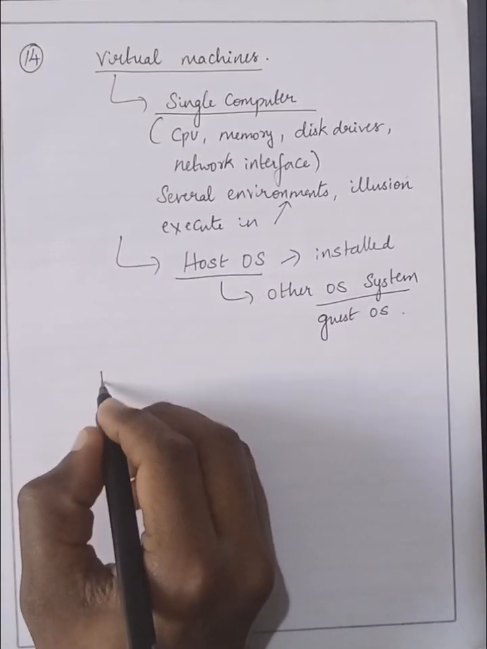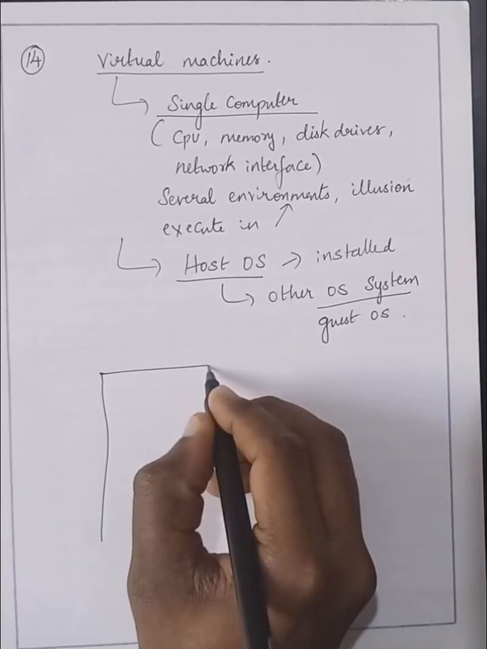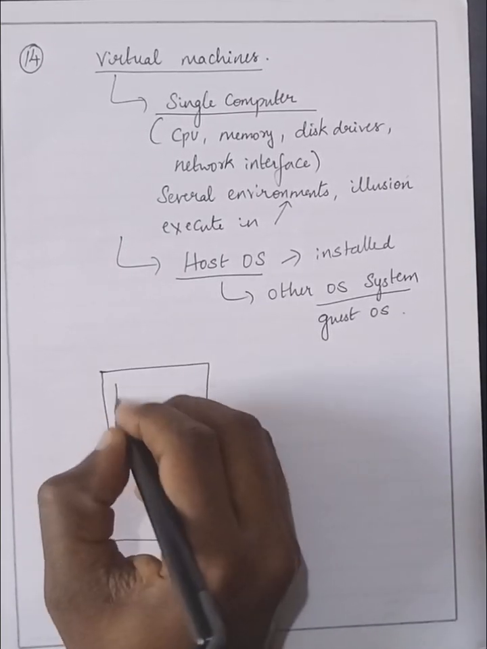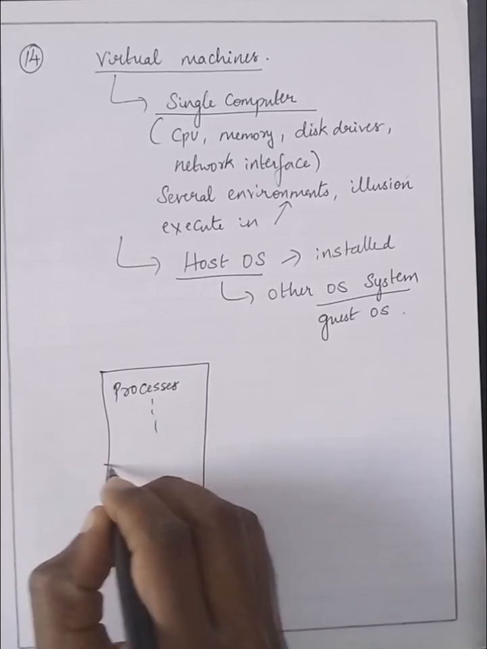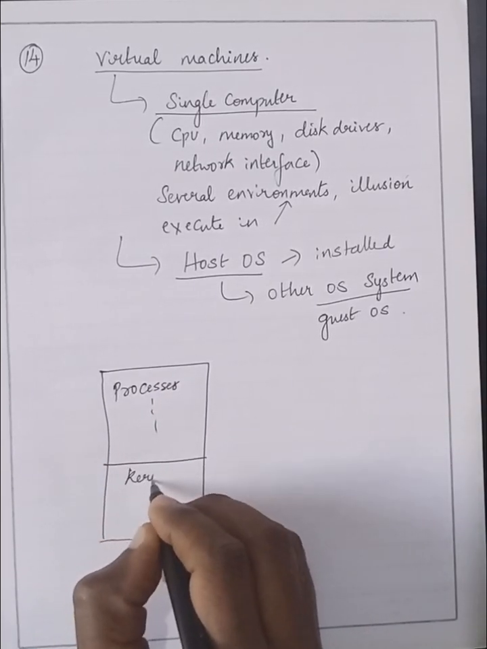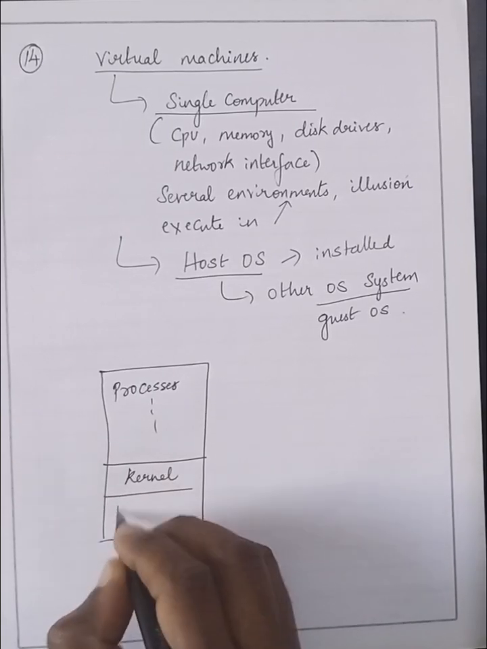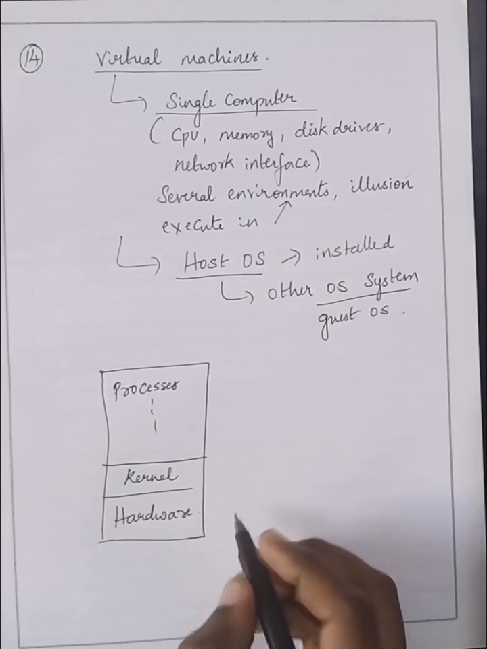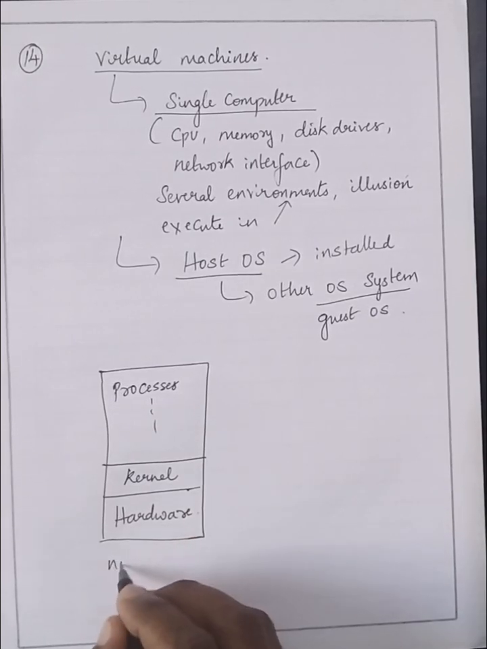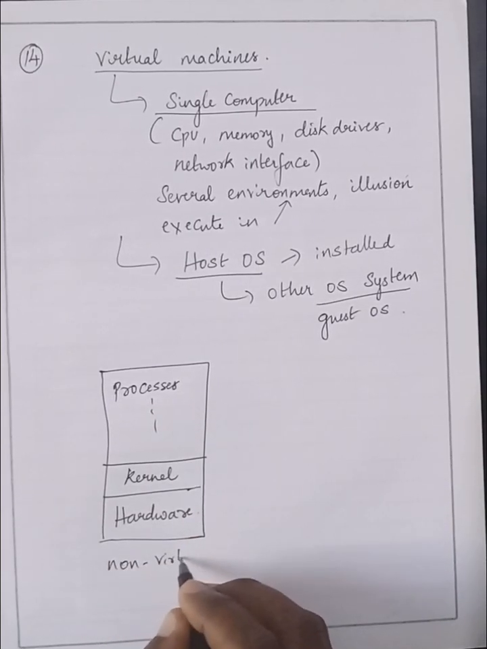See the normal, non-virtual machine, how it will be. There will be a process. The process is running here. We have a kernel, and we know the kernel will interact with the hardware. So this is the normal machine, that is a non-virtual machine.